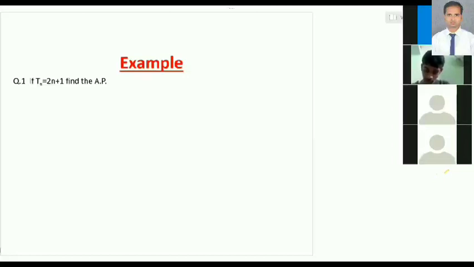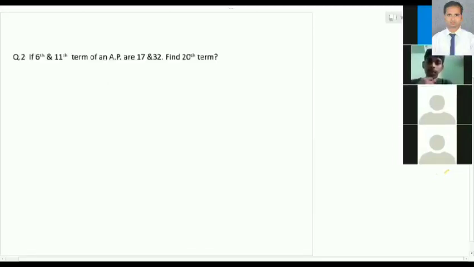I think all of you have completed this. We'll move to the next. We'll start from a very easy question and we'll move to IIT level questions. The second question we have taken is, if the 6th and 11th terms of an AP are 17 and 32, then we need to find the 28th term. So what is given? T6 value is 17 and T11 value is 32.